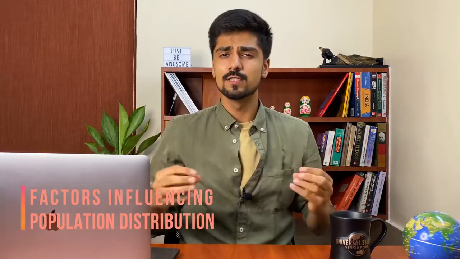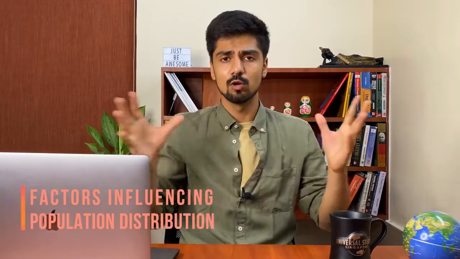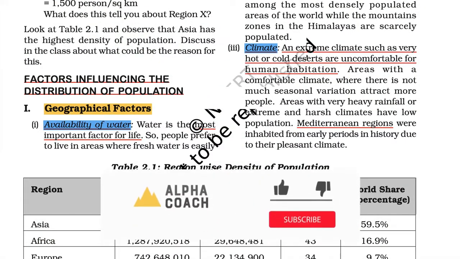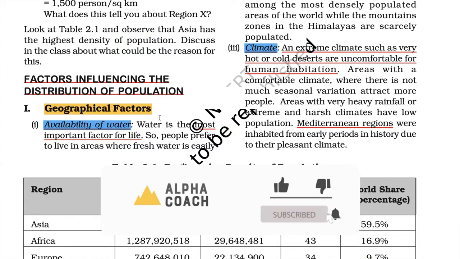So why and how is the population distributed across the globe? For the next part, I want you all to get into your books. So let's get into it. The unevenness in the distribution of world population can be attributed to 3 factors: geographical, economic, and socio-cultural factors.